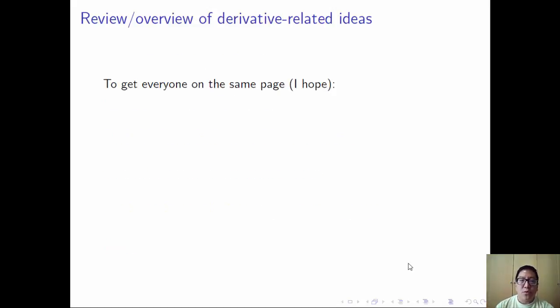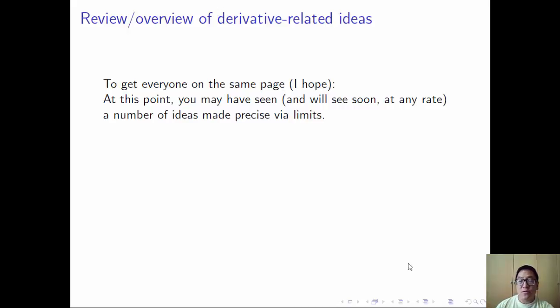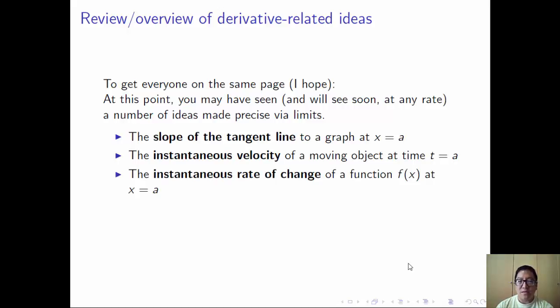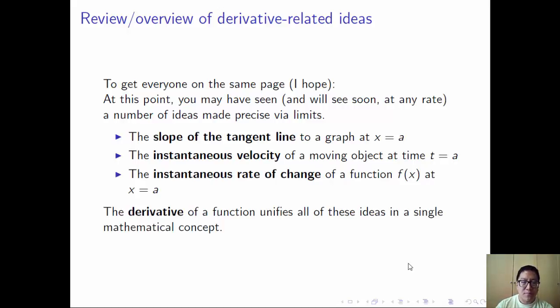Just to get everyone on the same page, you may have seen, and you certainly will see in the next few minutes, a number of ideas that you can make precise via the idea of limits. So this is why we did all that work about limits before. There's the idea of the slope of the tangent line to a graph at x equals a. There's the instantaneous velocity of a moving object at time t equals a. And there's the instantaneous rate of change of some function f of x at x equals a.